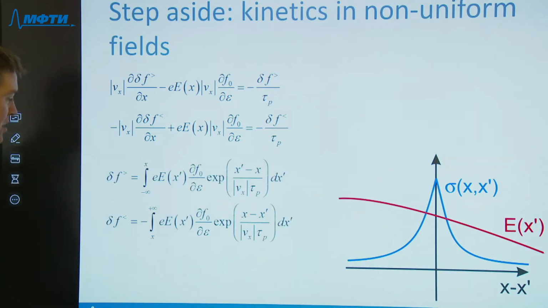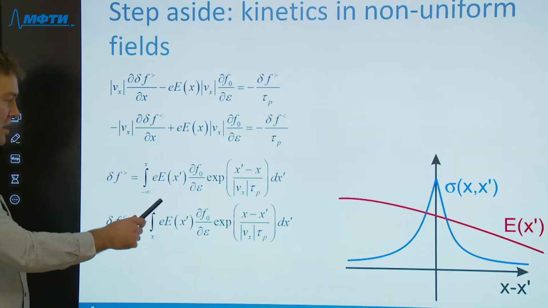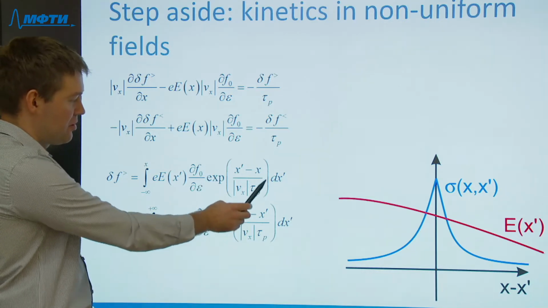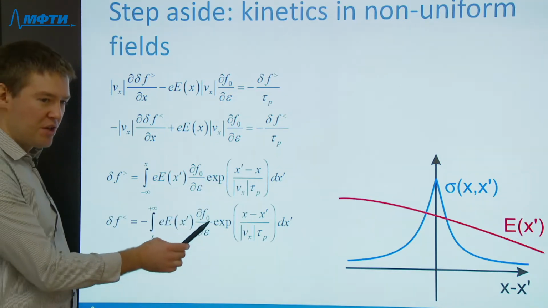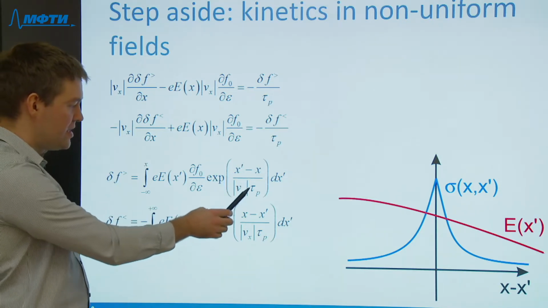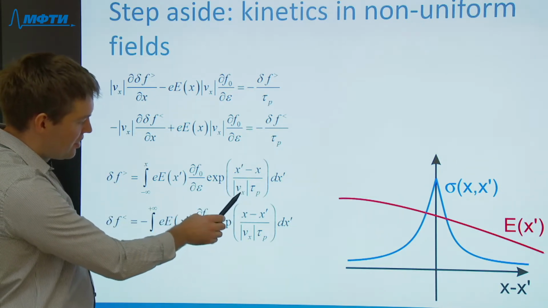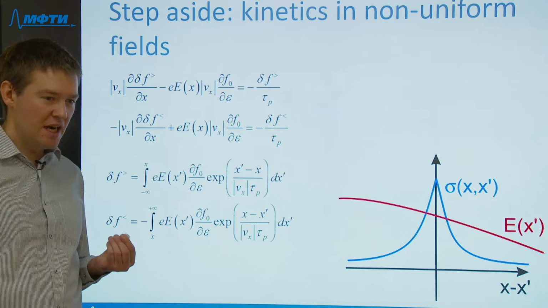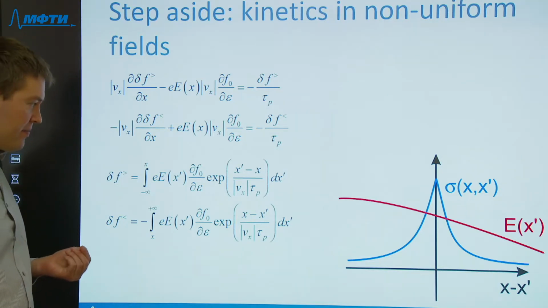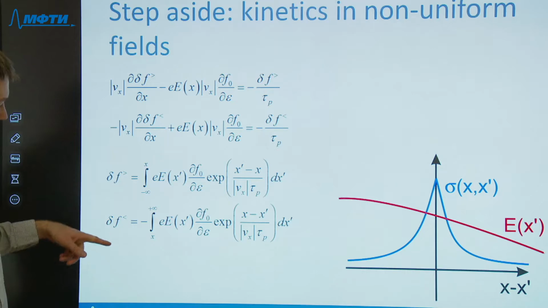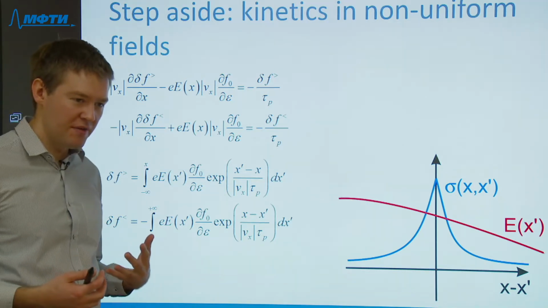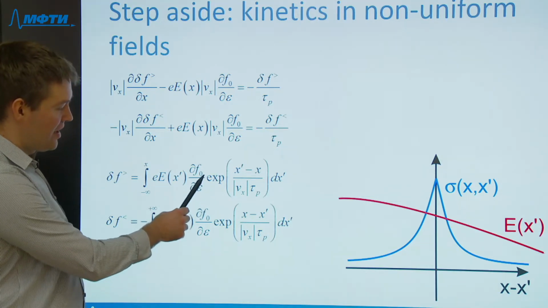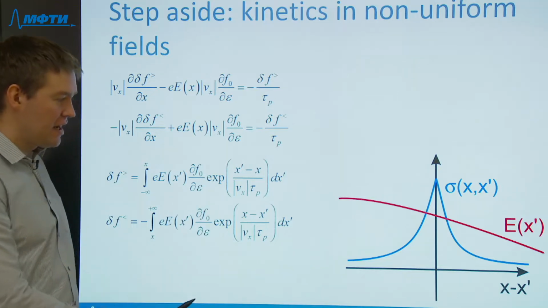And the solution is given by a very simple convolution of the electric field multiplied by an exponential propagation kernel. The propagation kernel is the exponent of the coordinate difference divided by velocity multiplied by momentum relaxation time. But velocity multiplied by momentum relaxation time is nothing but the free path. So we have already seen that the distribution functions created by the electric field are indeed the convolutions of the electric field at other points multiplied by this exponentially decaying kernel.